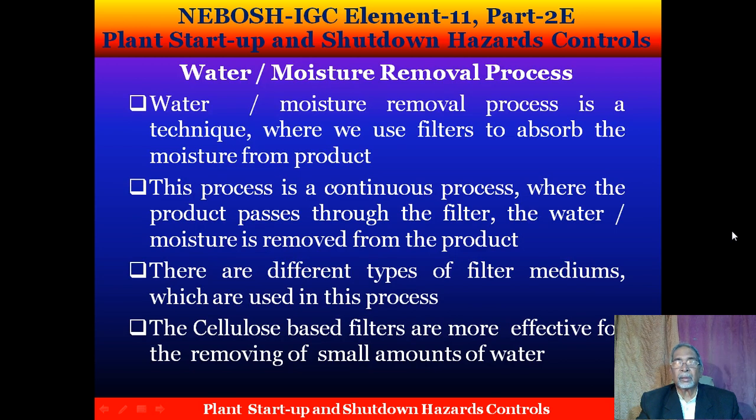Water or moisture removal process. This is a technique where we use filters to absorb the moisture from the product. This process is a continuous process where the product passes through the filter and the water or moisture is removed from the product. There are different types of filter mediums used in this process. The cellulose-based filters are more effective for removing small amounts of water.